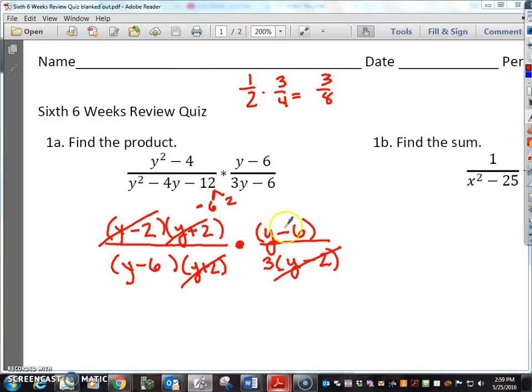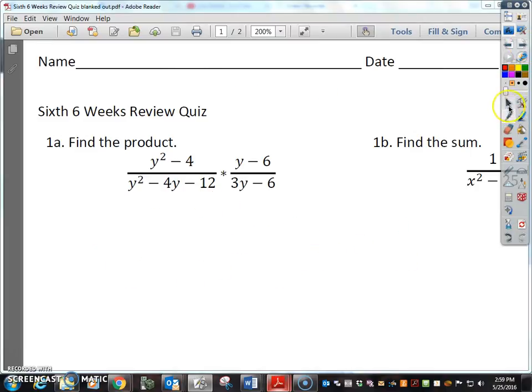I have a y minus 6 here. Do I have any at the bottom? Yes, right here. So what's left over? This 3 at the bottom. So the answer for this one is a 3 at the bottom. So what's at the top? Just a 1. So after I multiply, everything cancels out and it is 1/3.